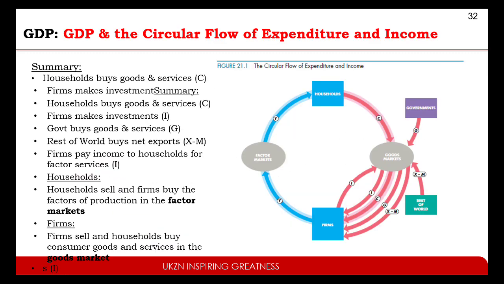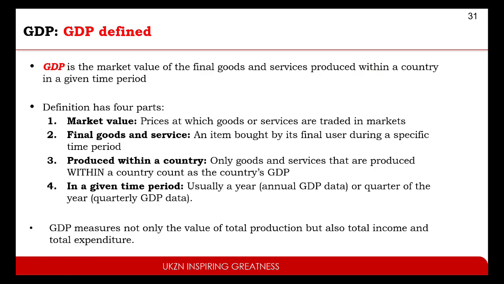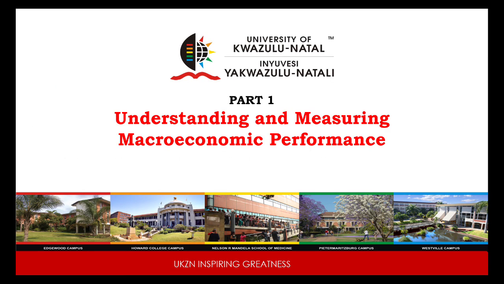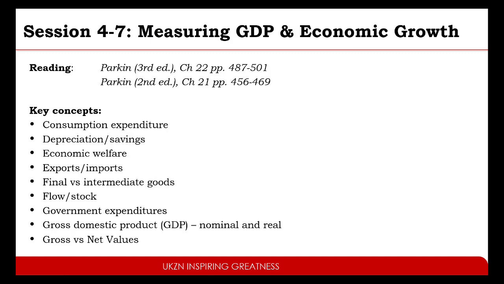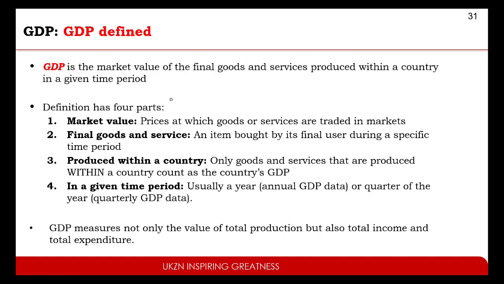So what is GDP? GDP is the market value of final goods and services produced in the country. You might be thinking, what are all these final goods and whatnot? So what is market value? Market value is the price at which customers are buying a good, or basically the price of a good at a given time. And it's final goods and services.